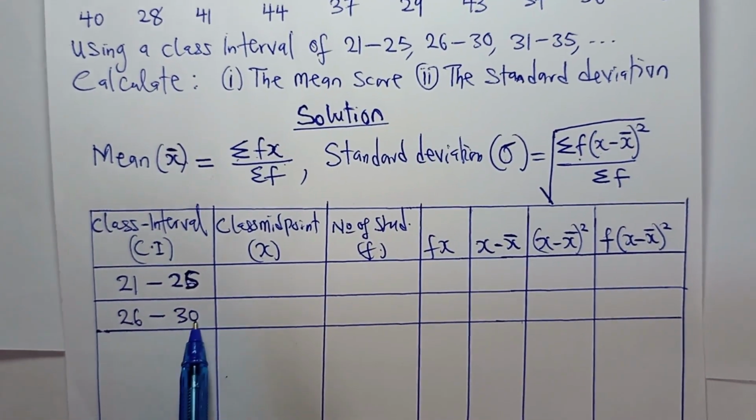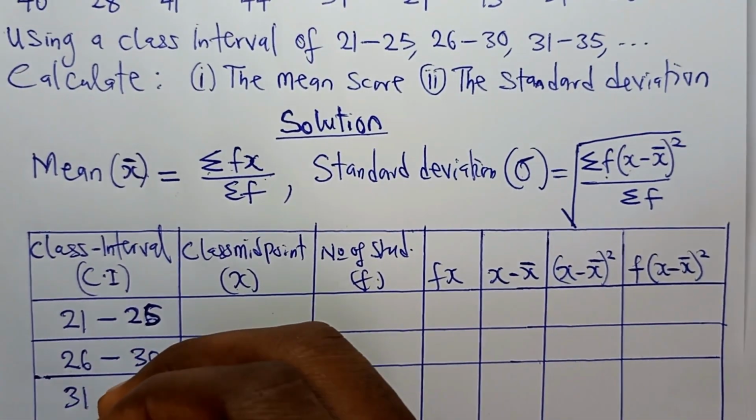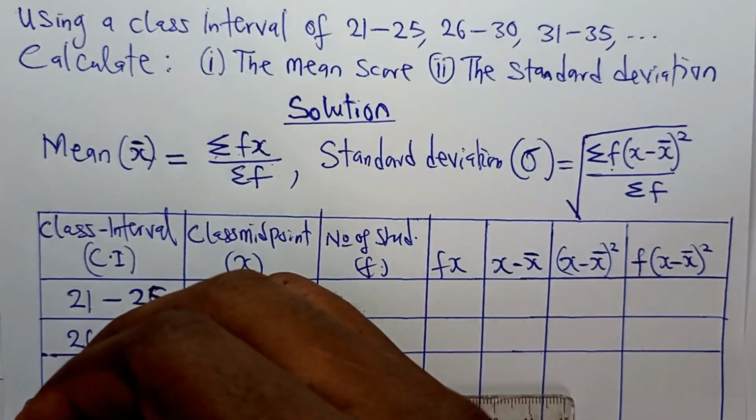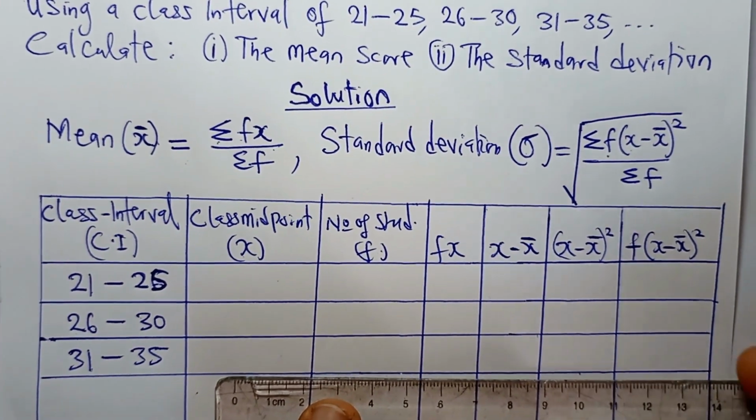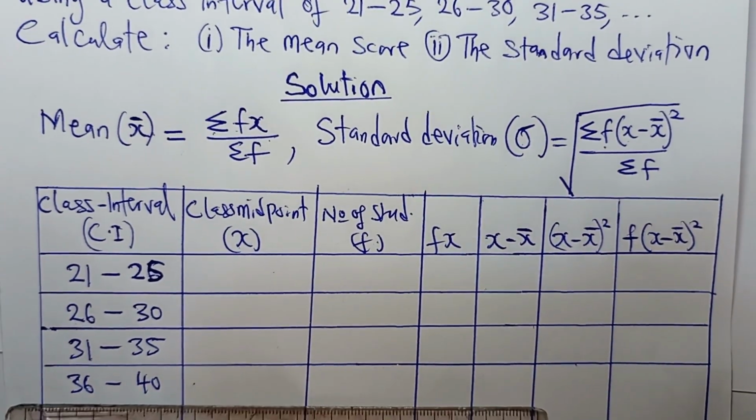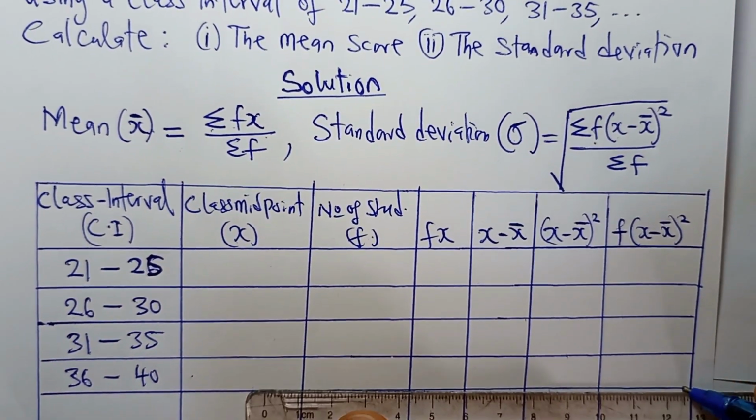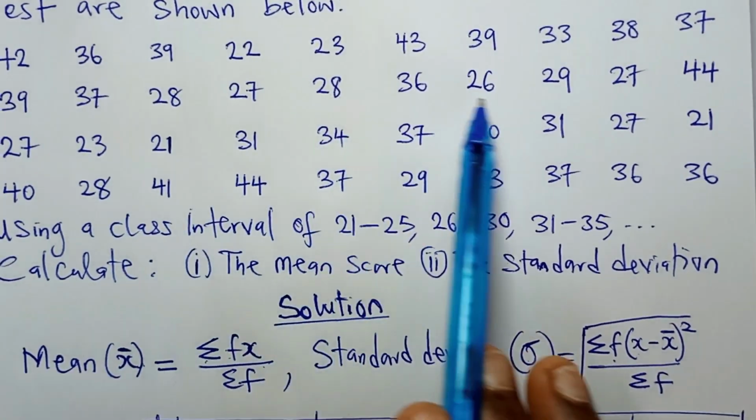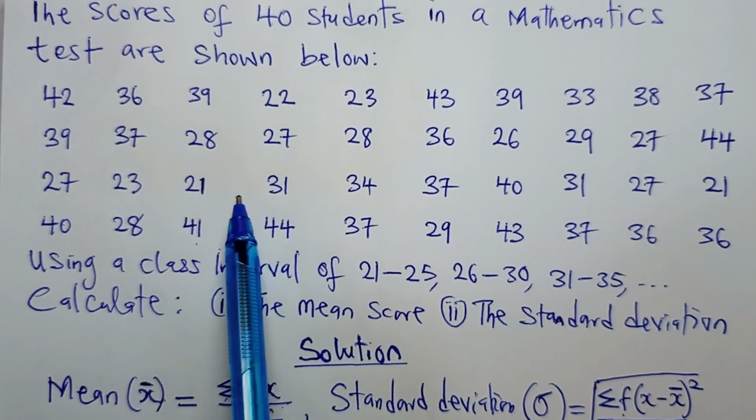So we have 26 to 30. Then after 30, we have 31 to 35. And it continues. So after that, we need to get what? 36 to 40. So how do you know where to stop? I will show you now. 36 to 40. So before you continue, check these numbers here to know where to stop. You notice that we have 41 and we are already in 40, so we need to continue.